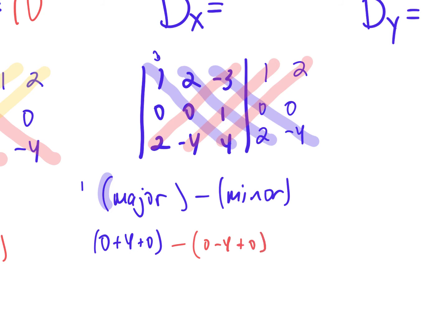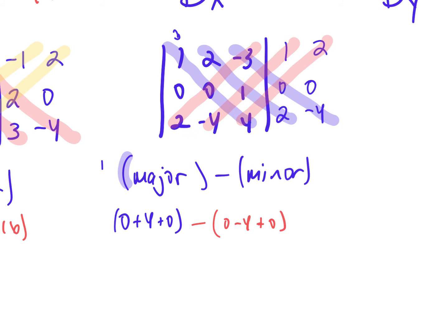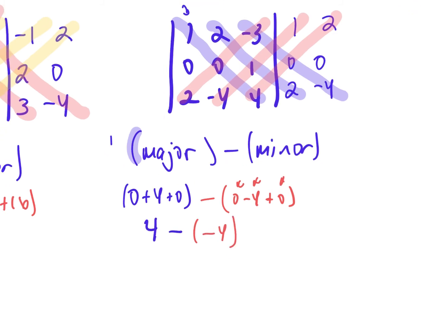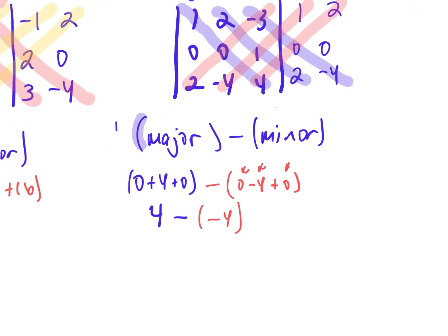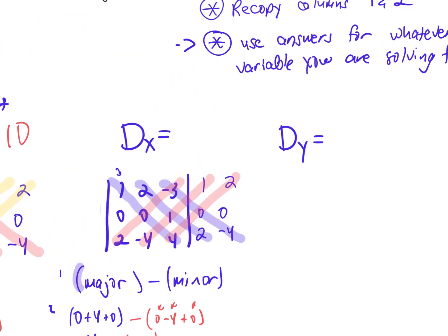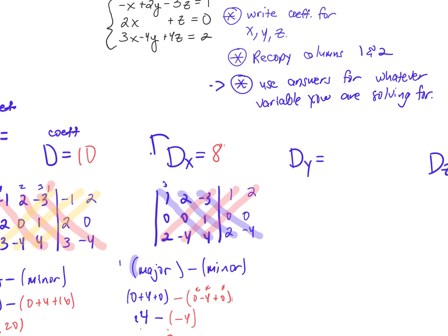All right, now this is where it's really important to watch your signs. What's 0 plus 4 plus 0? 4. Then it's minus, right? What's 0 minus 4 plus 0? That gives me a negative 4, right? What is 4 minus a negative 4? 8. Very good. So this is 8. So your d sub x is 8.